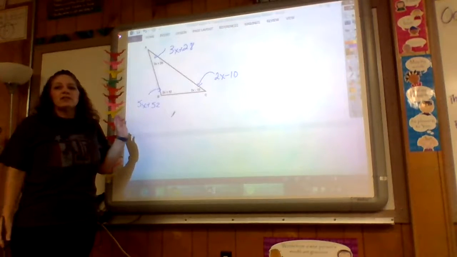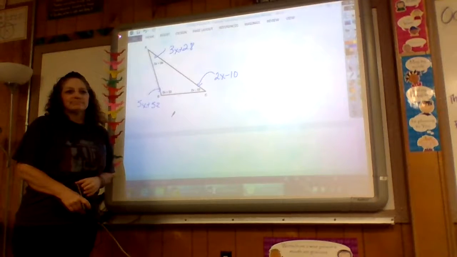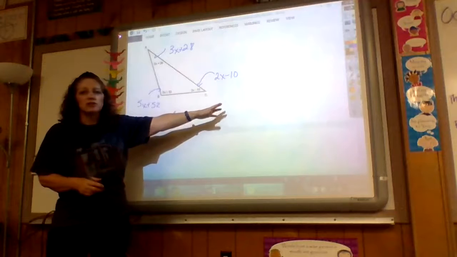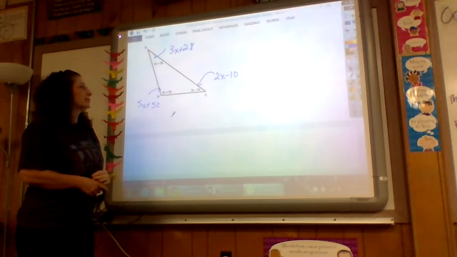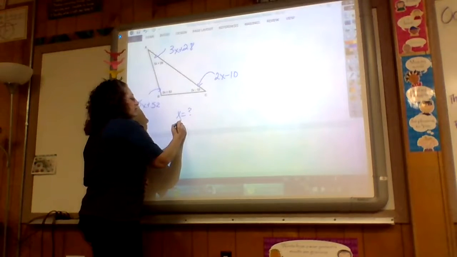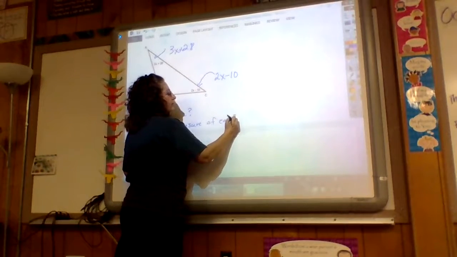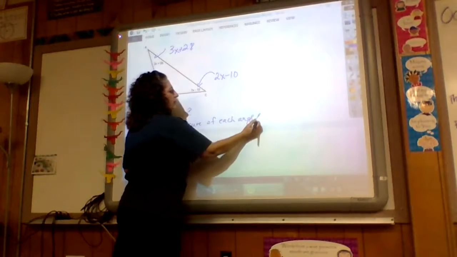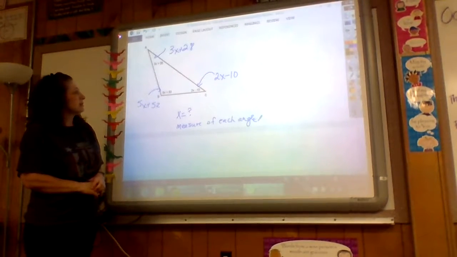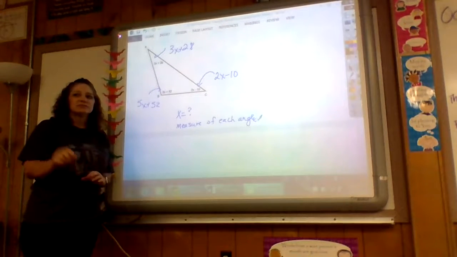On that triangle, do I have any of those angles that are marked congruent? No. So it's not like I could say 3x plus 28 equals 2x minus 10. I don't have enough information for that. But my goal is to find the value of x and then the measure of each angle. So if I can't set something equal to something else, what other choice do I have? Add them all together to equal 180.